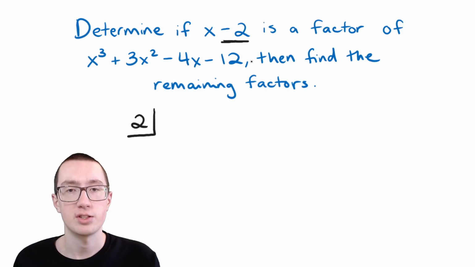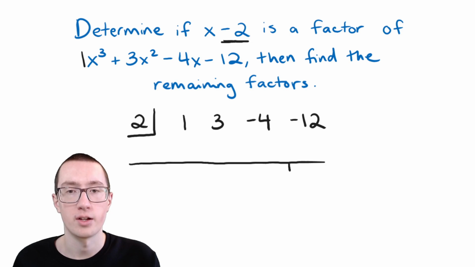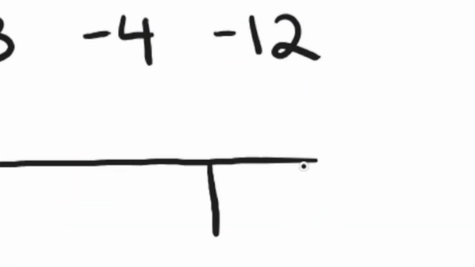Then we're going to lay out the rest of the numbers, the beginning numbers in front of x, right next to the box. So this first one here, there's no number in front, which means it's 1. So we're going to put 1 here. Then we're going to put 3. Then we put not 4, negative 4, because the minus signs stay. And then negative 12. Then we're going to draw another line underneath and a line right here. And this is going to be where our remainder is.